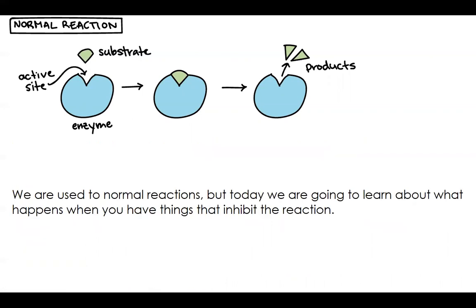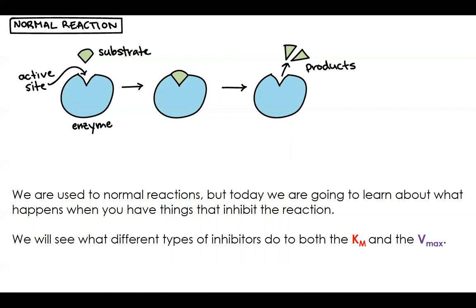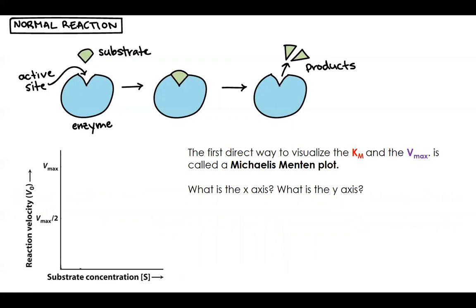Okay, so we're used to these types of normal reactions. What we're going to do is learn about these 2 characteristics in a normal reaction, and then talk about what happens when we add inhibitors. So we'll see what effects different types of inhibitors have on the Km and the Vmax. So let's get started with these 2 properties.